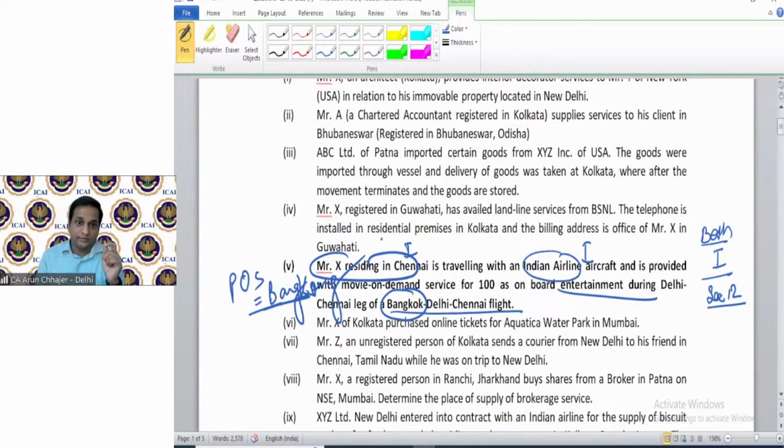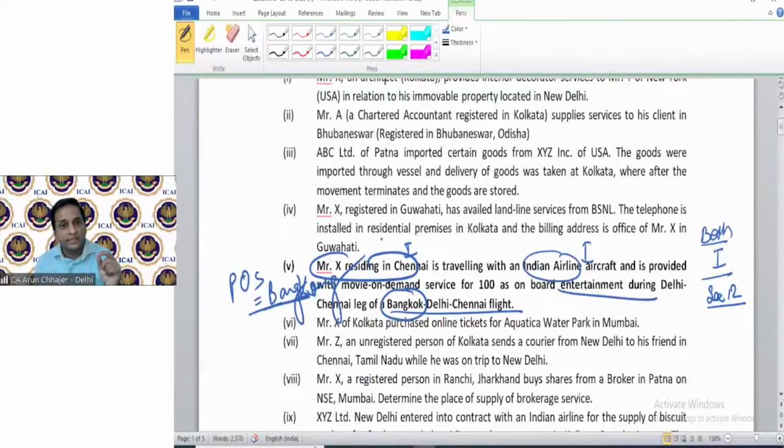Now my next question to all of you. Will it be export of service? Will it be export of service because the supplier is in India and the place of supply is outside India? This is my question. Now we are trying to link with the export import chapter because the place of supply plays an important role to determine whether my transaction is export, import, domestic, or out of GST.